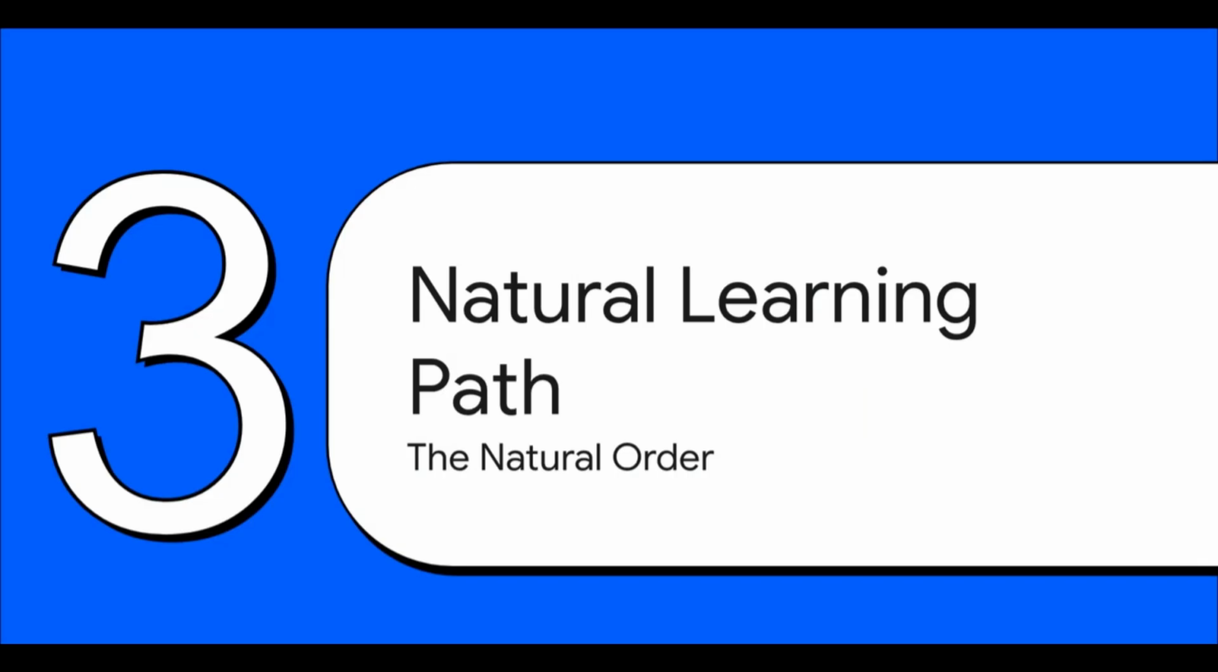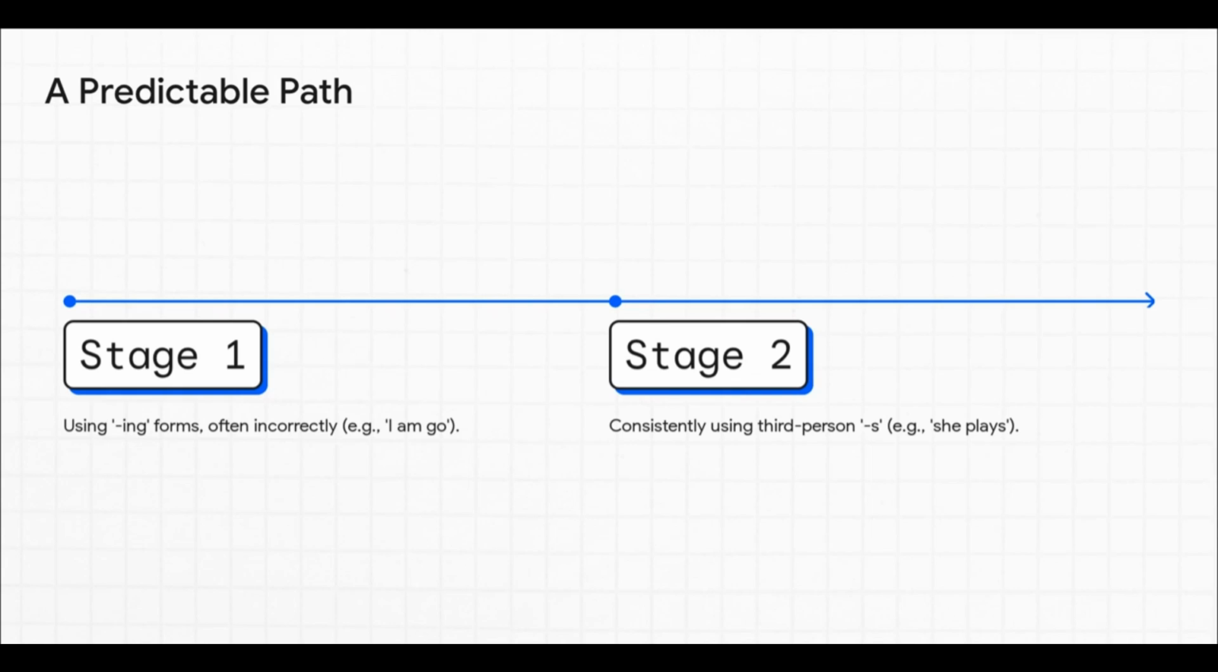So, if our inner grammar cop is sitting on the sidelines most of the time, what's actually guiding us? Well, this third idea is fascinating. It suggests our brains have their own built-in syllabus. And honestly, it couldn't care less about the order of your textbook chapters. This is called the natural order hypothesis.